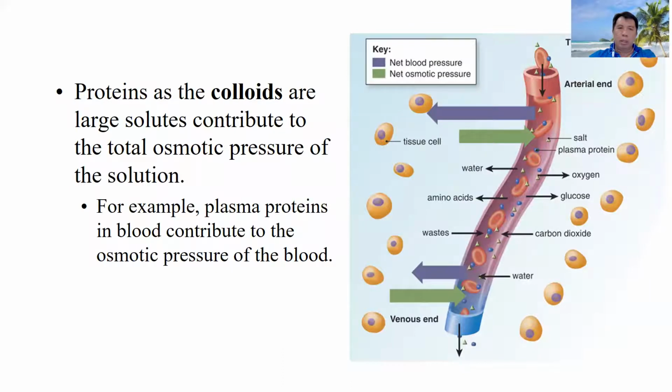Protein can also act as a colloid, okay? So for example, plasma proteins. Plasma proteins are large solutes which contribute to the osmotic pressure in blood. That means if the concentration of the plasma proteins in blood is higher, they will have an osmotic effect to draw water from the surroundings into the blood by osmosis. So this is called osmotic pressure.